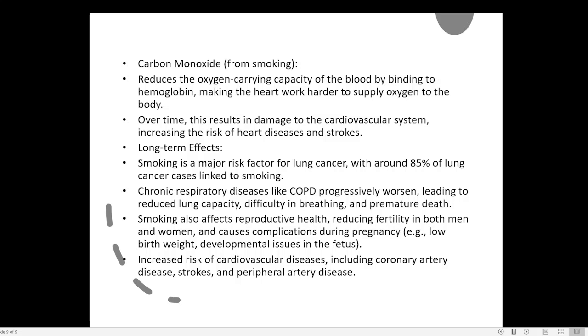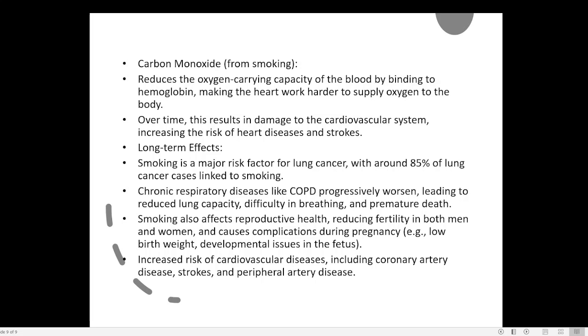Another disease is chronic respiratory disease like COPD, chronic obstruction. Obstruction means blocking of the pulmonary tract. That is mainly happening in COPD. COPD progressively worsens, leading to reduced lung capacity. That is, the ability of the lungs to exchange oxygen and carbon dioxide is gradually decreasing. That is known as reduced lung capacity, and the person may not be able to breathe properly. That is also another problem, leading to premature death. So this is the problem of the long-term effects of smoking.